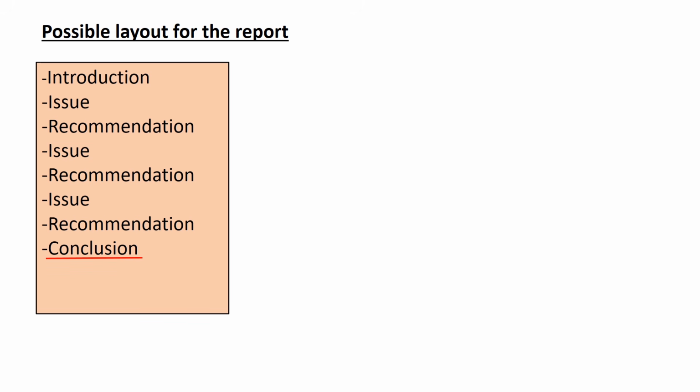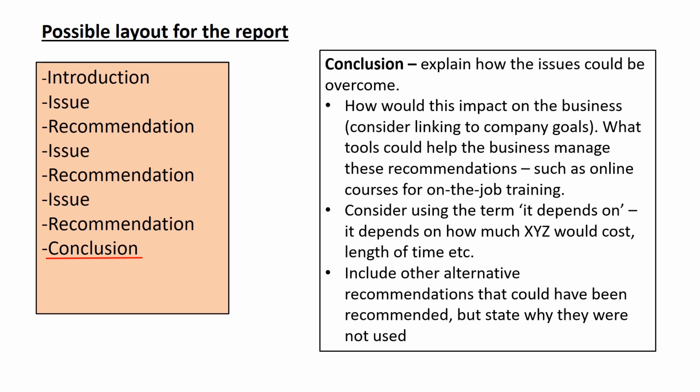You need to strive to have a balanced conclusion. The conclusion should show that you have addressed how the issues could be overcome. How would this impact on the business? You could consider linking the company goals. What tools could help the business manage the recommendations that you've suggested, such as online courses, for example? Consider using the term "it depends on." So certain recommendations that you've mentioned, it could depend on how costly it would be. It could depend on the length of time, for example.